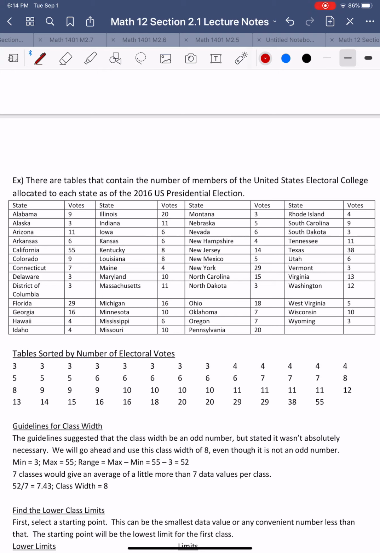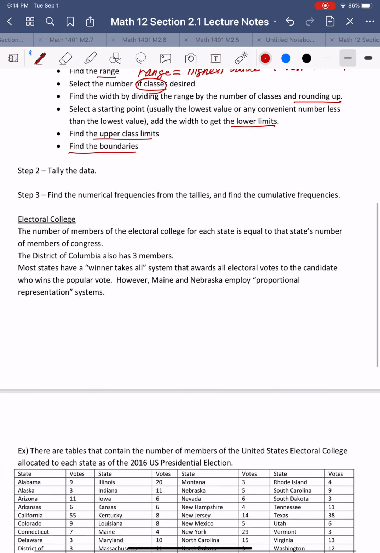Presidential election. So as you notice here, the state Alabama has 9 votes, Alaska has 3, Arizona has 11, California has 55. I think that's the most number of votes that a state gets, right? So what is the electoral college?